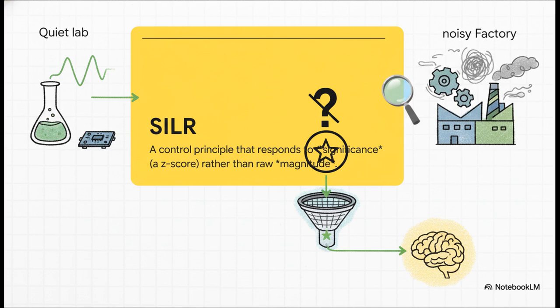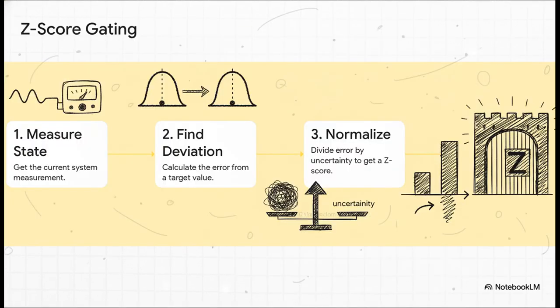Think of it like a super intelligent filter. It doesn't care about how loud something is, it only cares about how surprising it is. It responds to significance, not raw power, which means it can pick out a real signal whether it's happening in a quiet room or a noisy factory floor. So how's it work? Well, the process is actually beautiful. First, you just measure something. Second, you see how far off it is from what you expected.